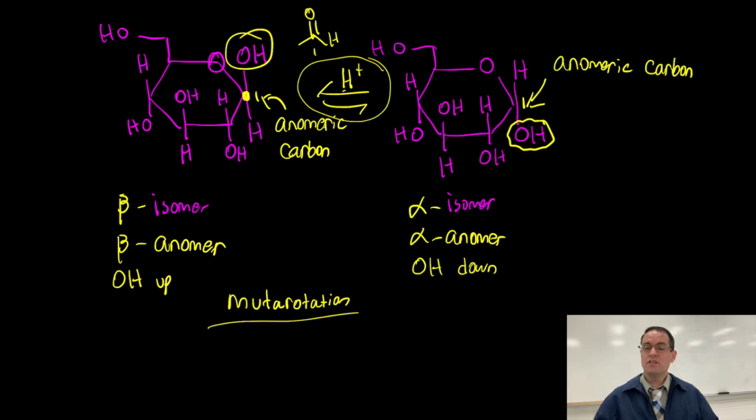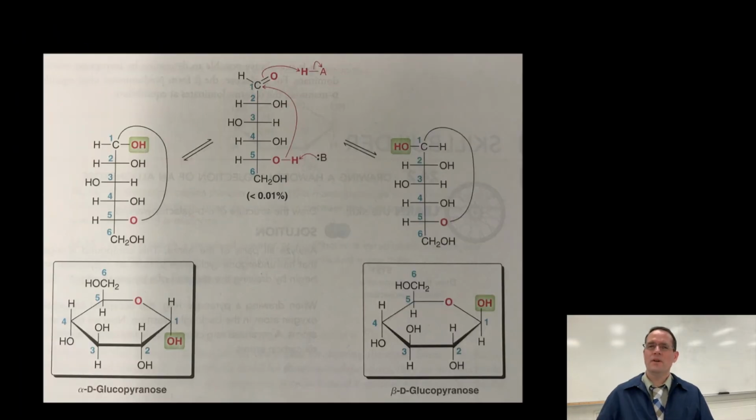Okay? So let me show you a new figure that shows this mutarotation process. Okay, so this figure is very nice. It shows you how mutarotation can occur, okay? So let's take, for example, this molecule here on the bottom left. It's called alpha D-glucopyranose, okay? Gluco is coming from glucose.